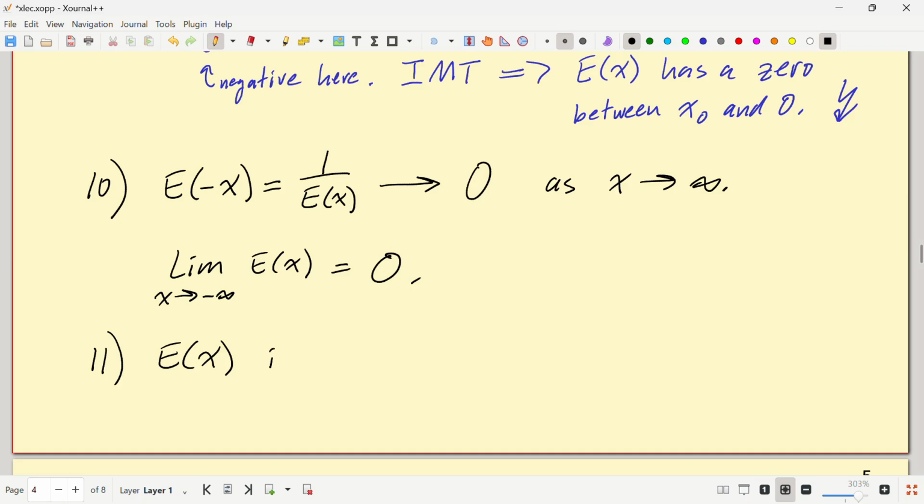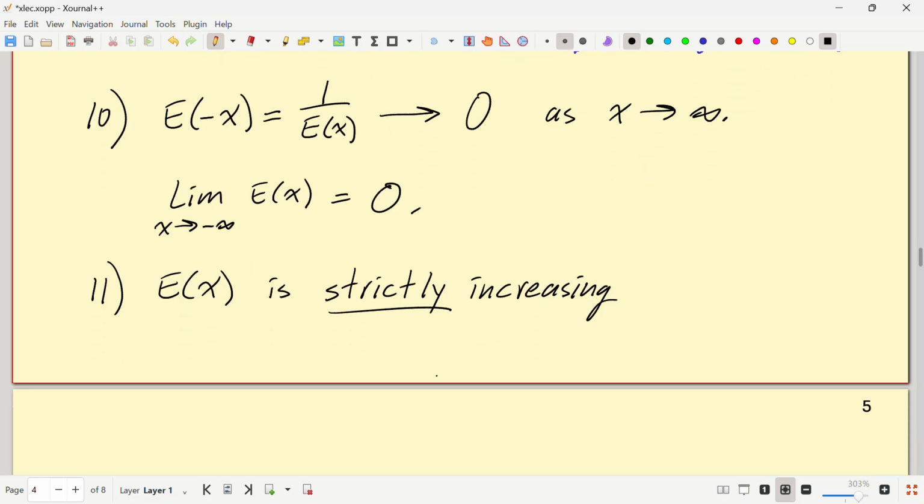Now another one is that e of x is strictly increasing. We deduced that from the mean value theorem. We know the derivative is positive, and the mean value theorem then shows that something is strictly increasing. So e prime of x is equal to e of x, and that's strictly positive. And we use the mean value theorem to see that that implies that something is strictly increasing.